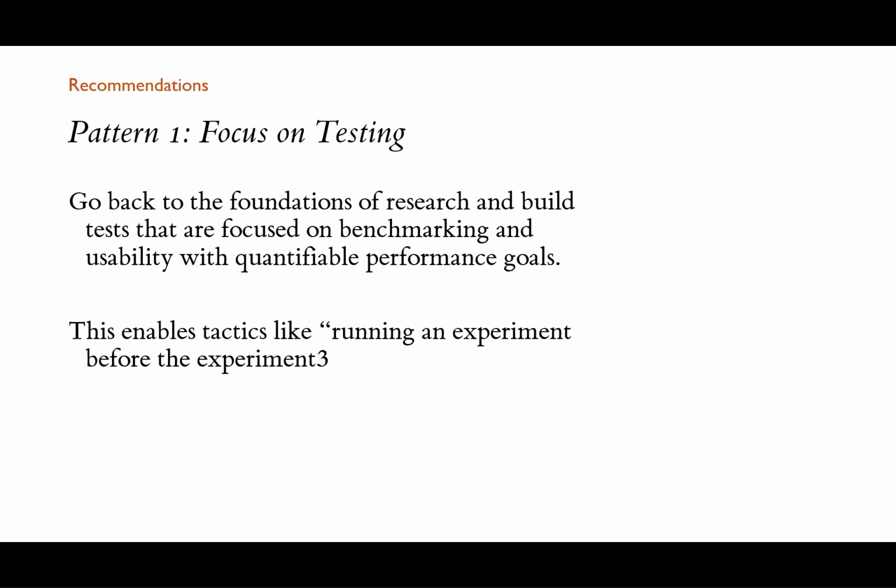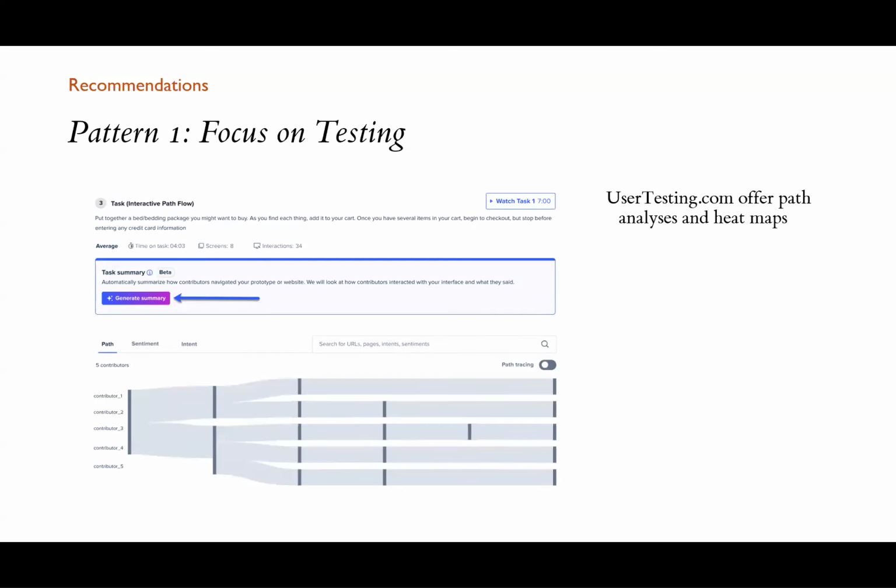And this enables tactics like running an experiment before the experiment. So I think we should be focusing on really specific task performance and benchmarks when we run unmoderated test methods. Usertesting.com offers tools that help accelerate your synthesis, but the usefulness of a lot of these is only enabled if you focus your construction of a test in a performance driven way.